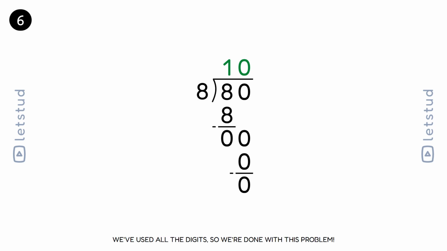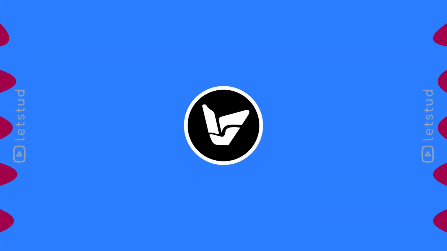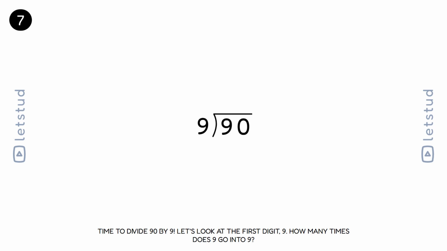We've used all the digits, so we're done with this problem. You got it. Dividing 80 by 8 is no problem for you. You're a division whiz. Let's keep the learning going with another problem. Time to divide 90 by 9.